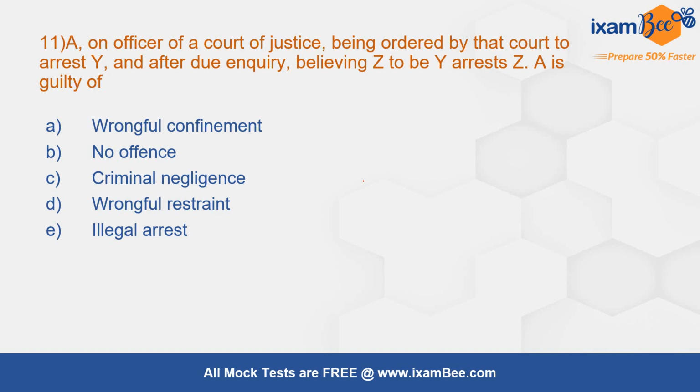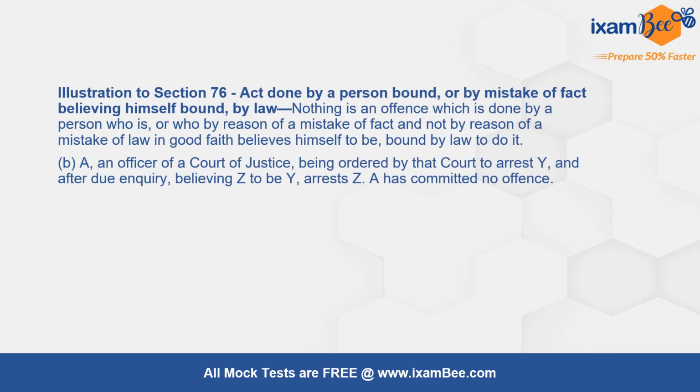A is guilty of. The correct answer is no offence. This is given under section number 76, act done by person bound or by mistake of fact believing himself bound by law. If any act is done by a person when he thinks that he is bound by law to do that act, in that case he would not have committed any offence, and what we discussed in question is given in illustration B of section number 76.